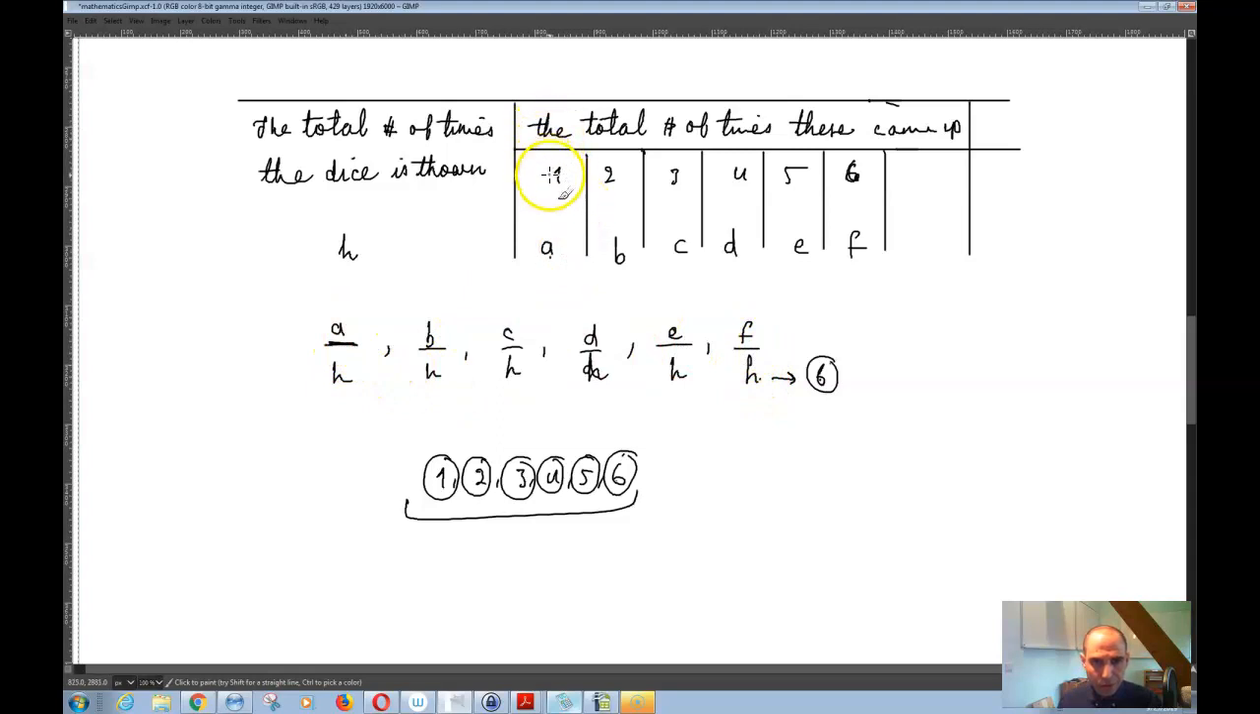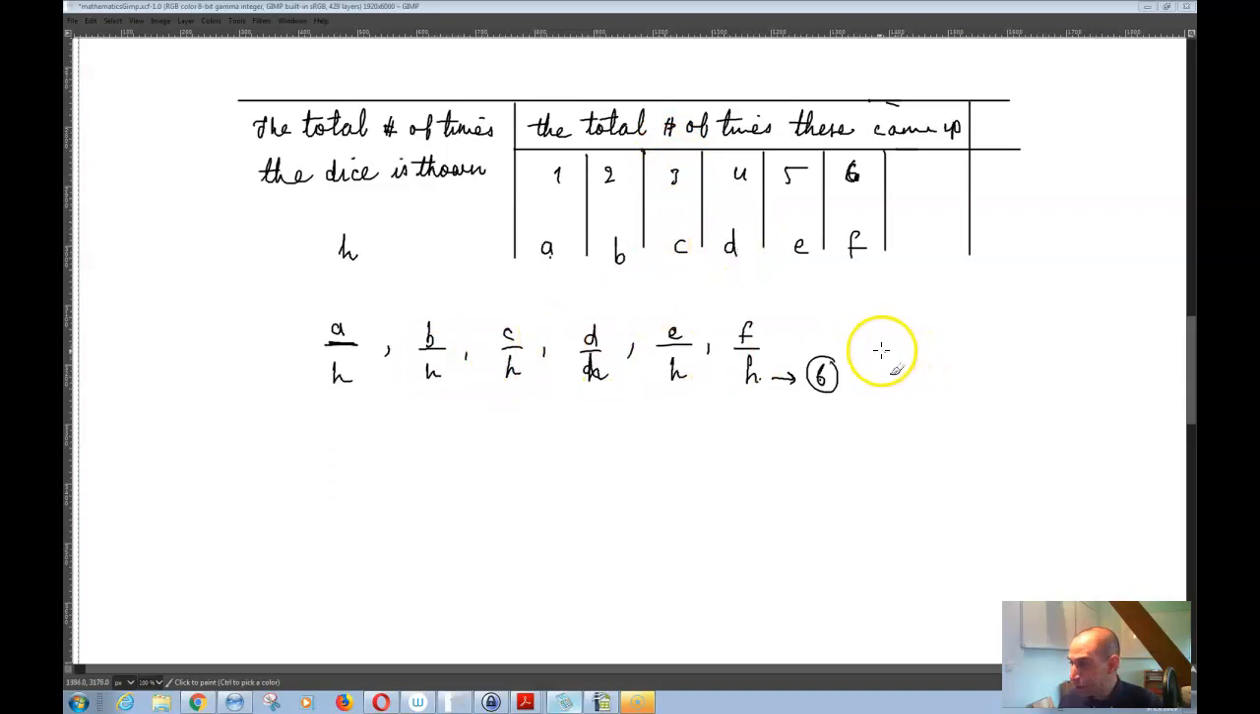Now the number of times 1 comes up is denoted as A. The number of times 2 comes up is denoted as B. The number of times 3 comes up is denoted as C. The number of times 4 comes up is denoted as D, and so on and so forth. So then you can say that the probability of 1 coming up would be A divided by H. The probability of 2 coming up would be B divided by H. The probability of 3 coming up would be C divided by H, and so on and so forth.